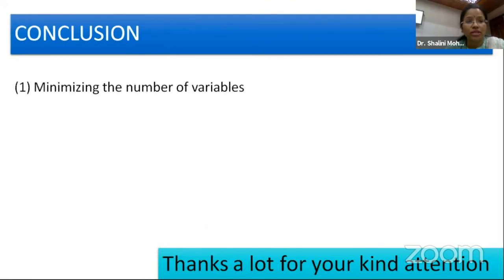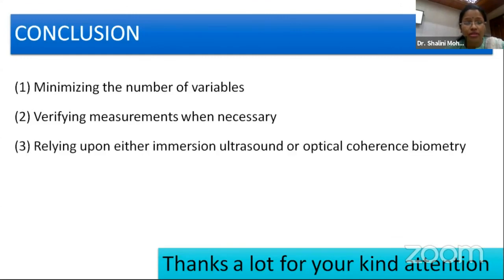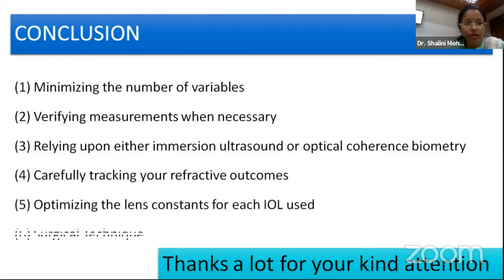So to conclude, I will say that we need to minimize each and every variable which is there in IOL power calculation formulae. Verifying each and every measurement is very, very important. We should rely either on immersion ultrasound or optical coherence biometry. We should track our refractive outcome and subsequently optimize the lens constant. And we should also try to optimize our surgical technique.